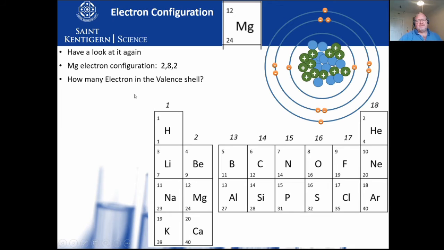Okay, so the electron configuration is 2, 8, 2. How many electrons in the valence shell? 2, 8, 2. That means group 2. How many shells? 1, 2, 3 of them. So that is period 3.